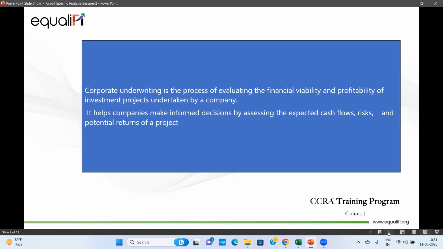So basically, corporate underwriting is the process of evaluating the financial viability and profitability of investment projects undertaken by a company. It helps companies make informed decisions by assessing the expected cash flow, risk, and potential returns of a project.